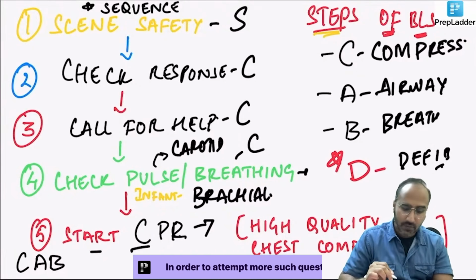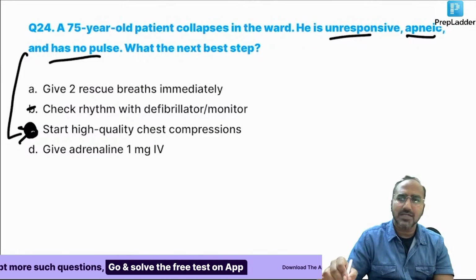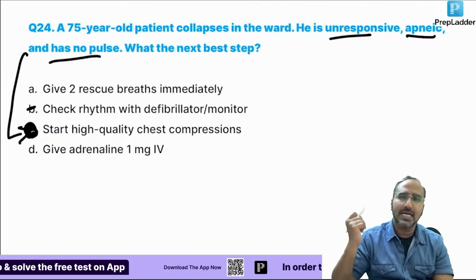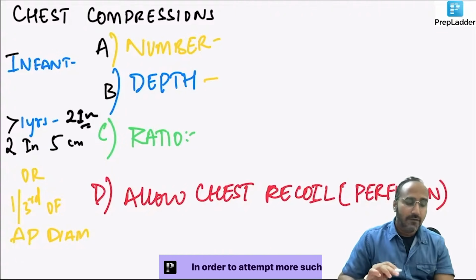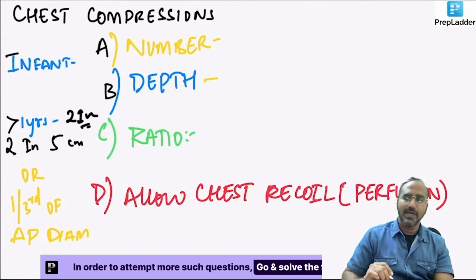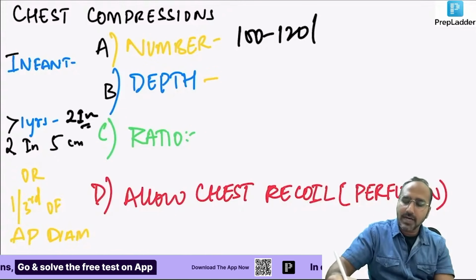Now we are discussing about what? Check rhythm with defibrillator and all. No. Yeah, patient cardiac arrest, no pulse, no breathing. Start compressions. Next, when you are giving chest compressions, guys, just look over here. What is the number of chest compressions? Number is 100 to 120 compressions per minute.